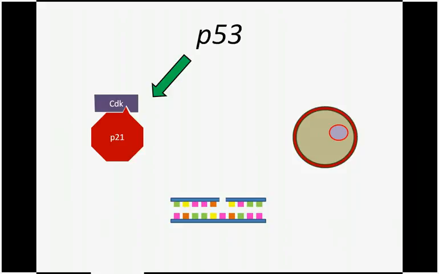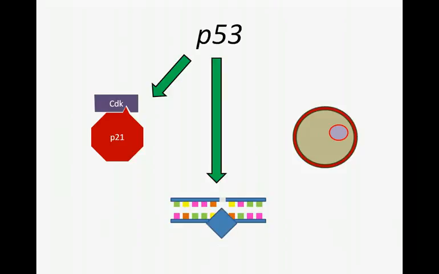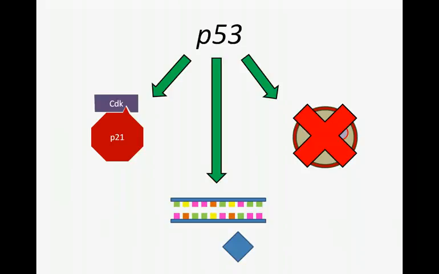p53 may also activate enzymes required to repair the DNA. Finally, p53 is capable of triggering death in cells where damage is irreparable. Loss of function in the p53 gene often results in the division and reproduction of unfit cells, and along with other mutations, may ultimately lead to tumor development.